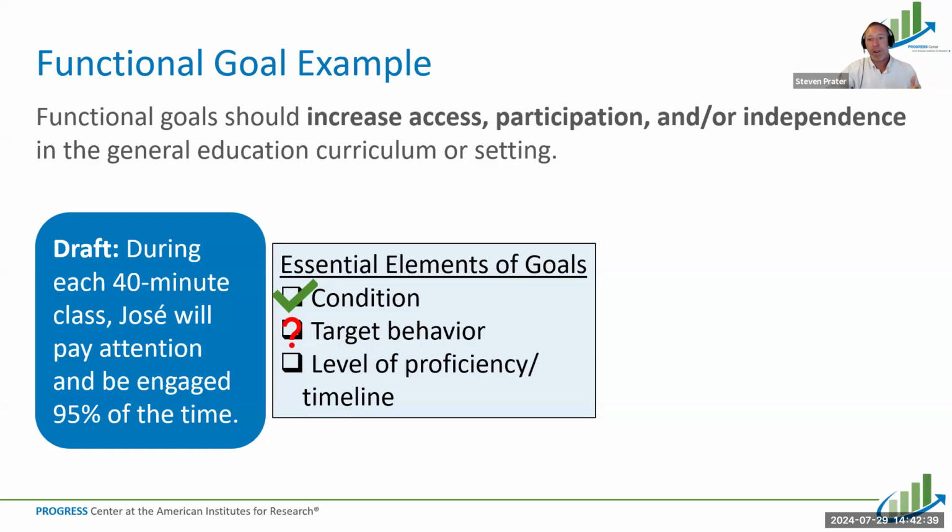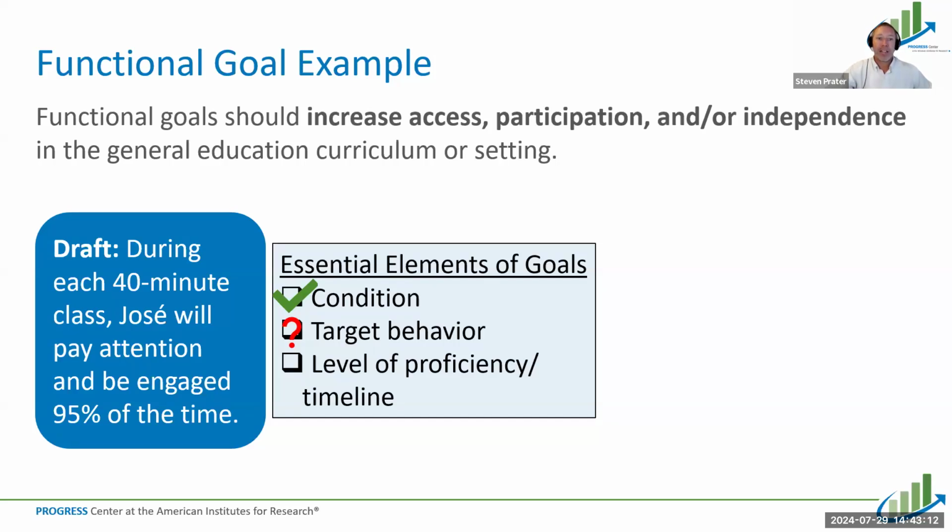Because we have on here, he will pay attention and be engaged. Well, what does that mean, to pay attention and be engaged? If that kind of behavior isn't specifically defined, and everybody understands what that means, then this goal is not really going to work, because one person's definition of paying attention and being engaged will be much different than somebody else's. So if you're going to use language like this, it has to be really, really defined, and everybody has to really understand what you're talking about when you say things like that.